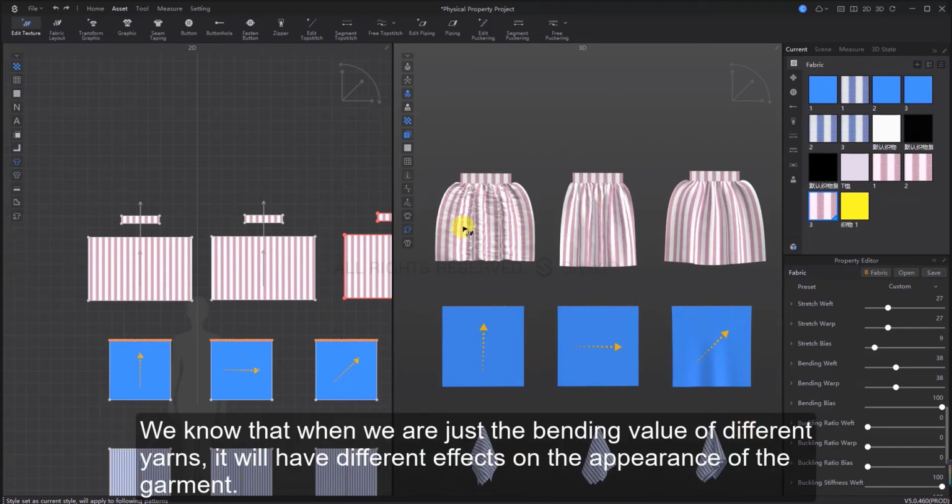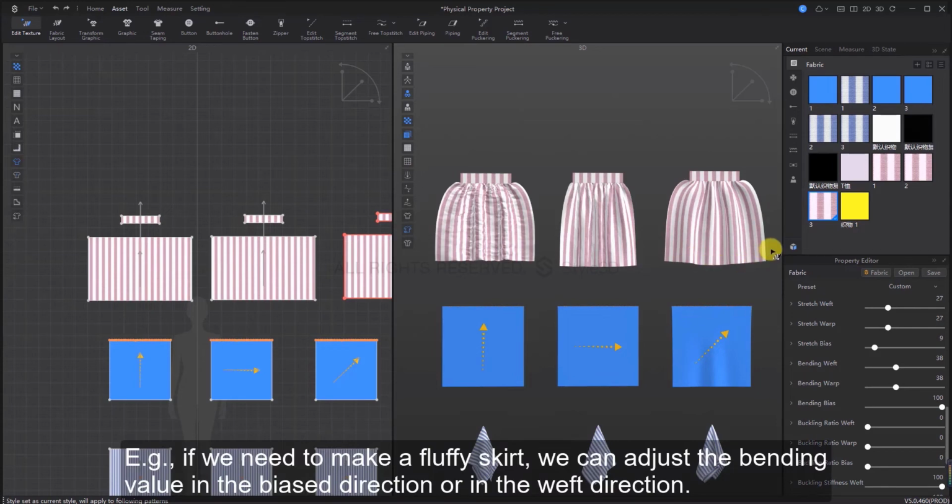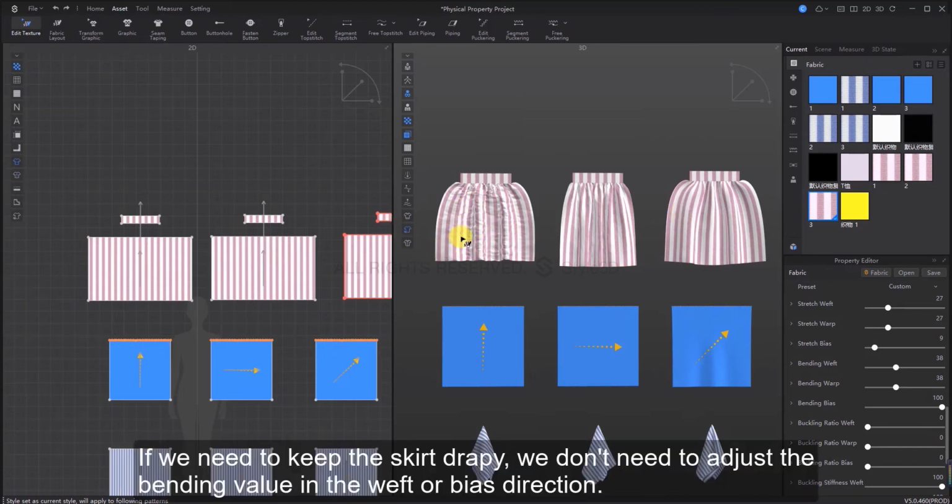We know that when we adjust the bending value of different yarns, it will have different effects on the appearance of the garment. For example, if we need to make a fluffy skirt, we can adjust the bending value in the bias direction or in the weft direction. If we need to keep the skirt drapey, we don't need to adjust the bending value in the weft or bias direction.